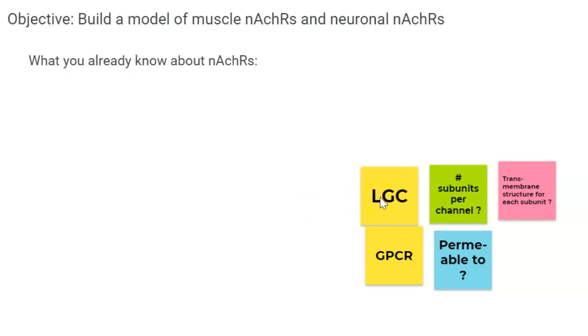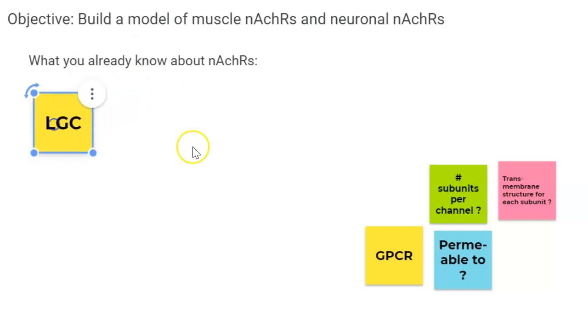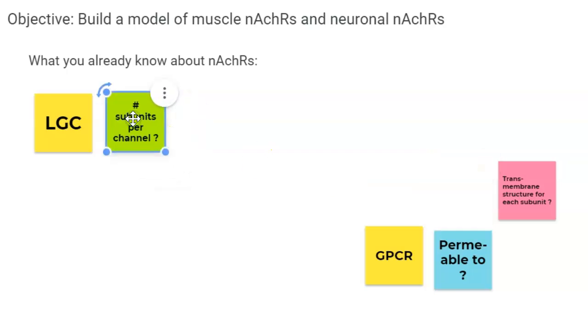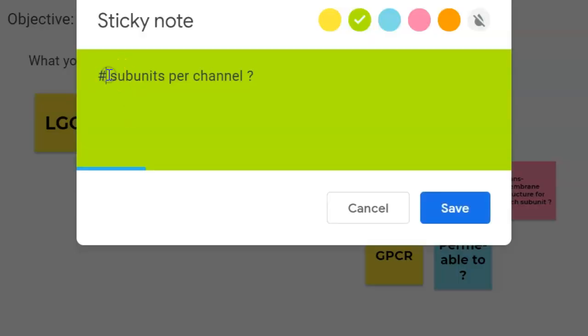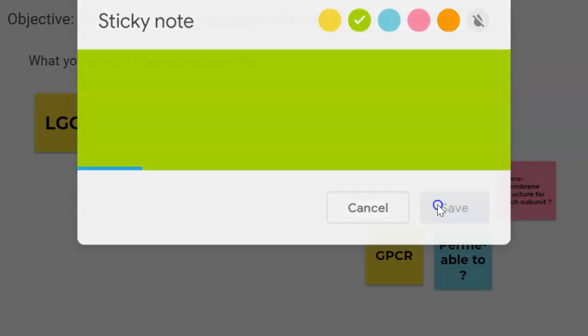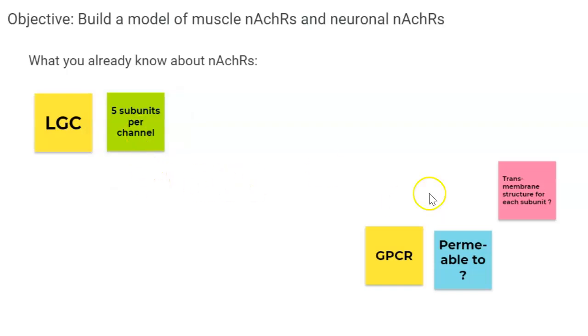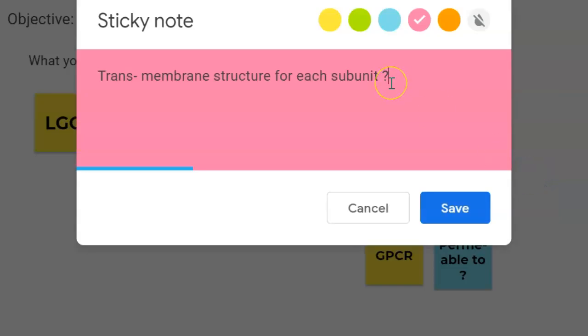And hopefully what you're able to find is that you already know this. So they are ligand-gated channels, which I kind of already mentioned. For the nicotinic acetylcholine receptors, there is the number 5 and the number 4. So they need 5 subunits per channel. The transmembrane structure, you can draw it, but I'm also going to type here the transmembrane structure for each subunit. I think it looks like a W. So it has 4 transmembrane domains.